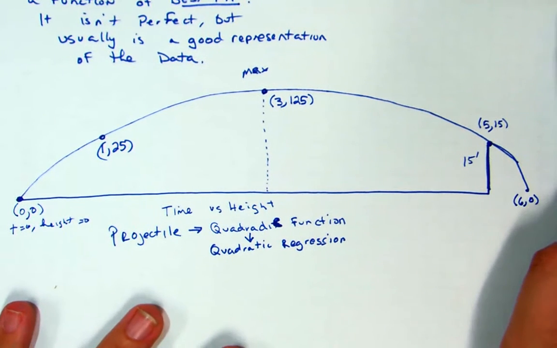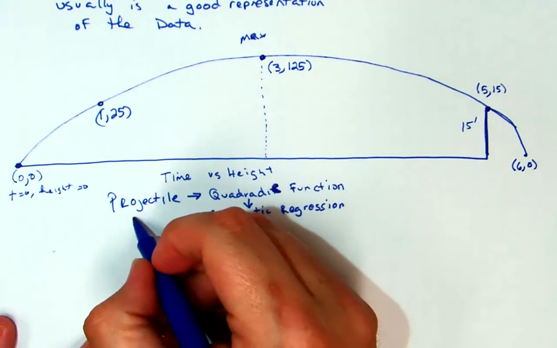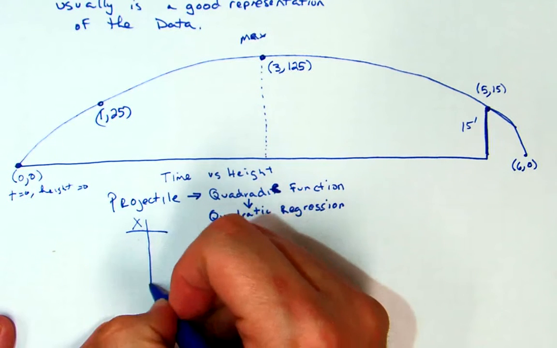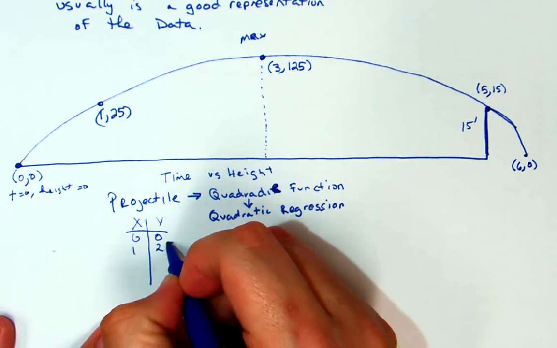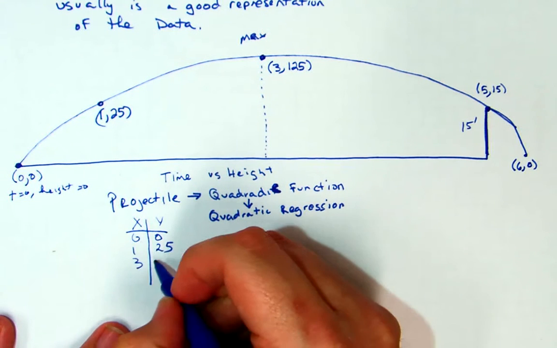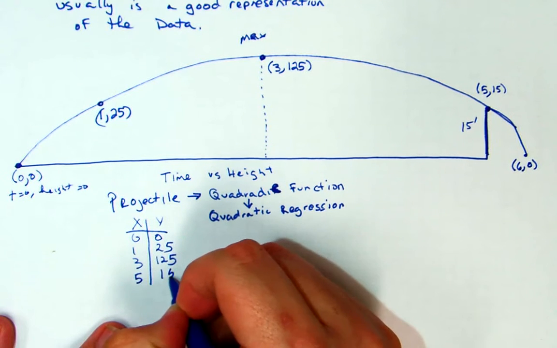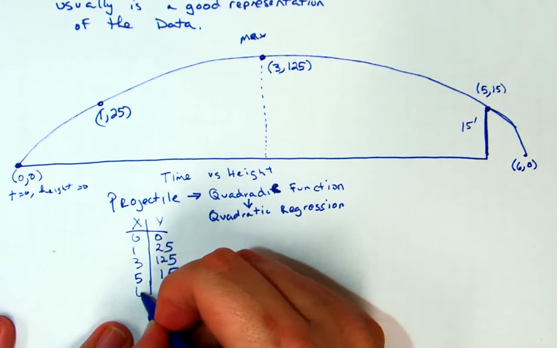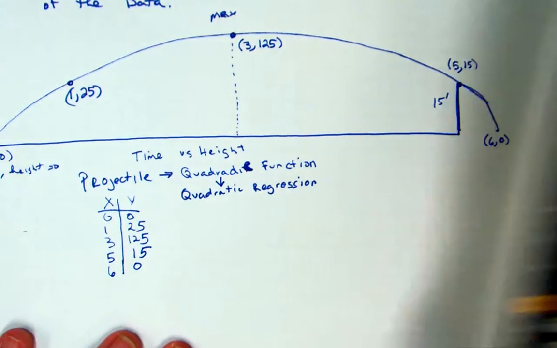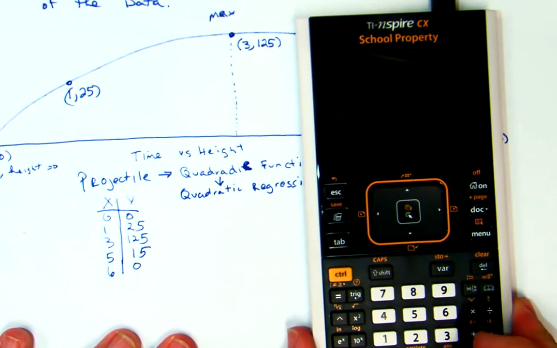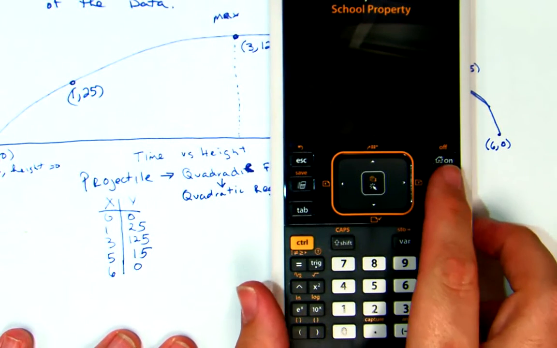So with these points, what I would suggest right off the bat is making a table of values, x, y. I have (0, 0), (1, 25), (3, 125), (5, 15), and then (6, 0). And that's the information that we're going to need for a calculator. You can do this by hand. When I was in college, I had to do this stuff by hand. Absolute pain.